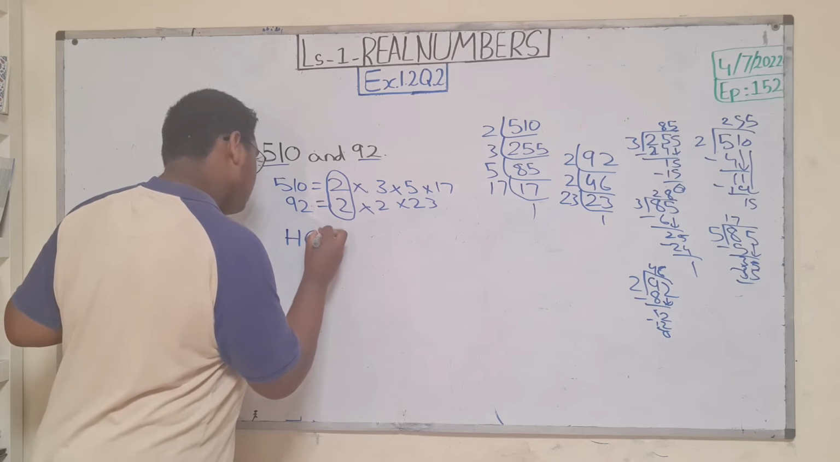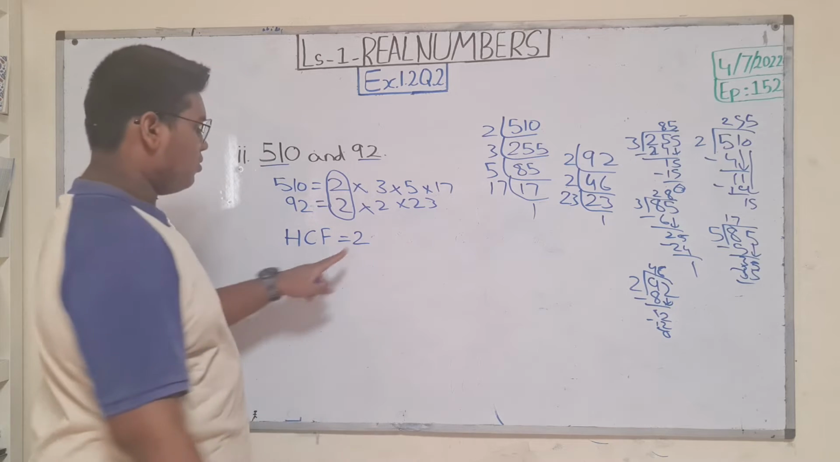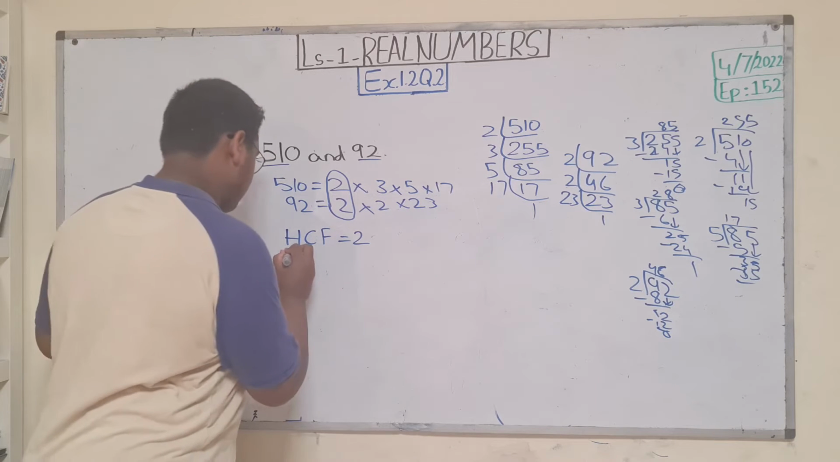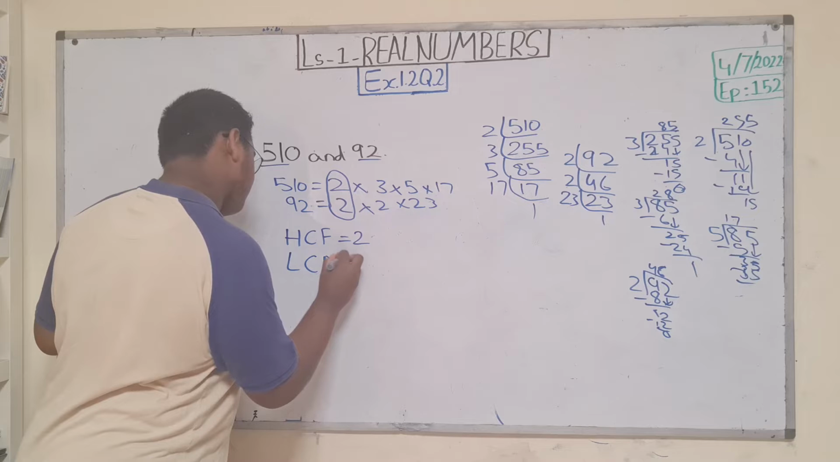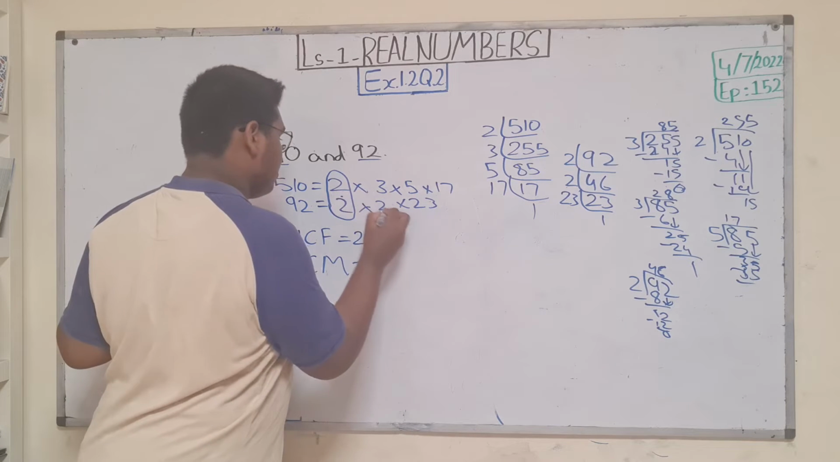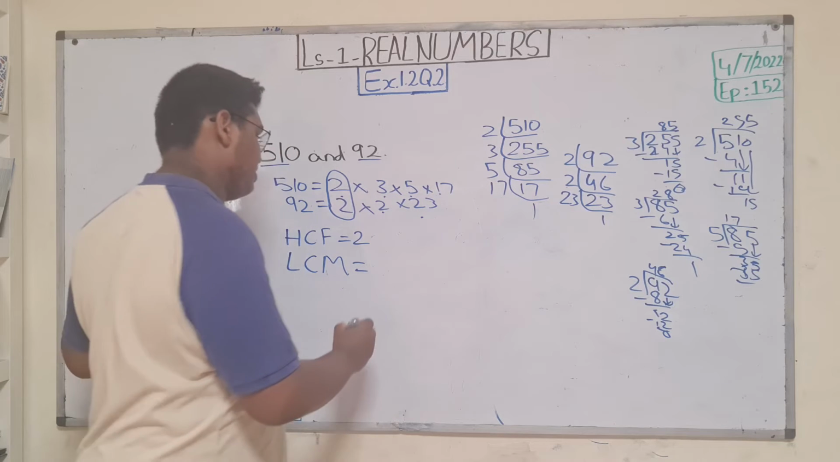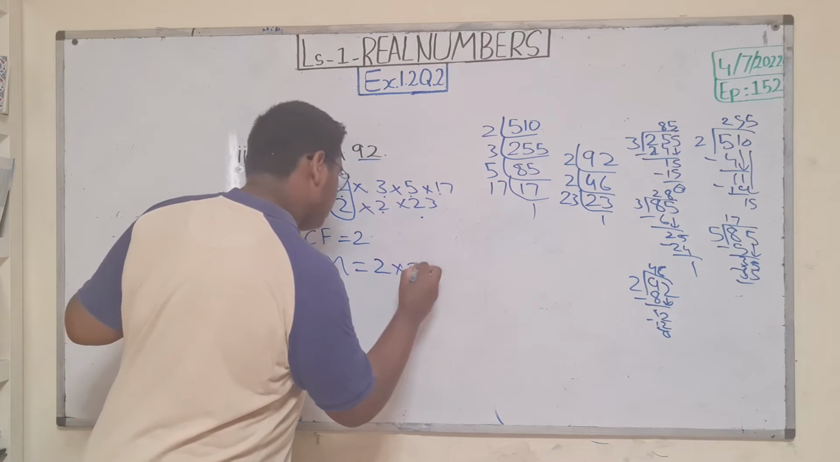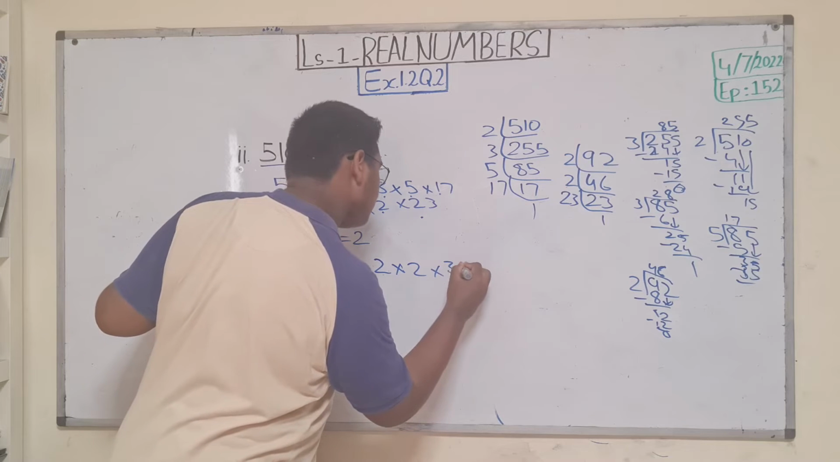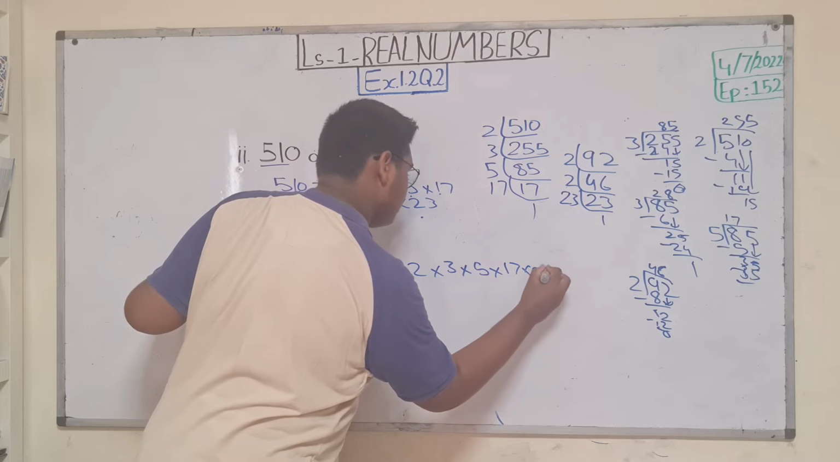So here the HCF is 2. Okay, so only 2 is the HCF. Then the LCM is 2 into 2 into 3 into 5 into 17 into 23. Okay, let me write it. So 2 into 2 into 3 into 5 into 17 into 23.